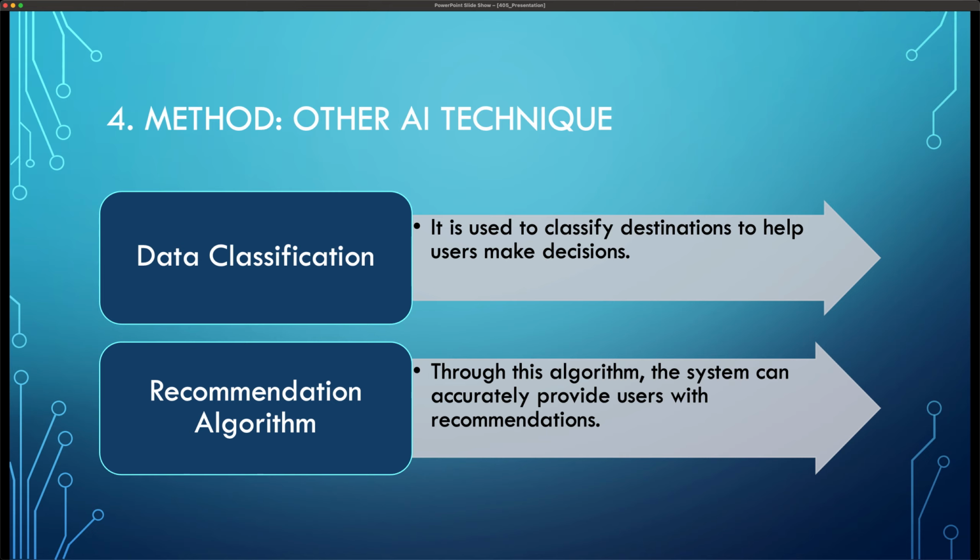Other AI techniques, we use data classification and clustering. This technology here is used to classify destinations to help users make decisions. The other AI technology is the recommendation algorithm. Through this algorithm, the system can accurately provide users with recommendations.